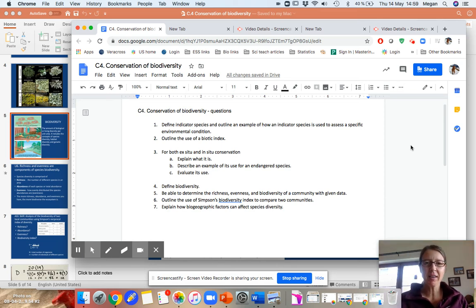We're still working on conservation of biodiversity, but before we do, we're going to dig into what biodiversity is, how we can measure it, and also look at some biogeographic factors that can affect biodiversity in general. We're going to be looking at these last 4 questions here. We're going to be doing a little bit of math because you have to be able to calculate the Simpson's Biodiversity Index. But don't worry, it's not hard.